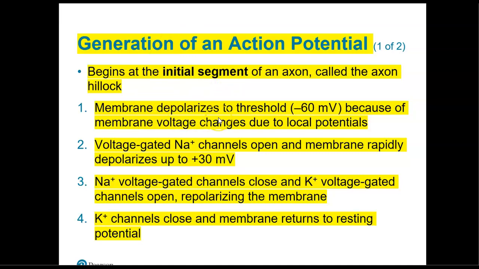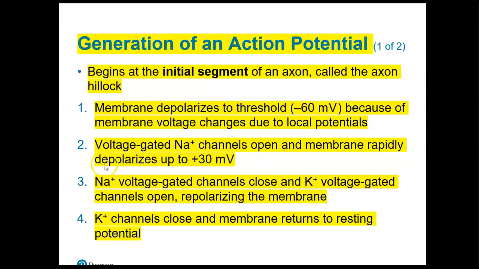Now, what causes this depolarization is a graded potential. You have to have a graded potential on the cell body or the dendrites that depolarizes the membrane to threshold. So the membrane has to reach negative 60 millivolts. Enough sodium ions have to come in to make that negative 70 go up to negative 60.